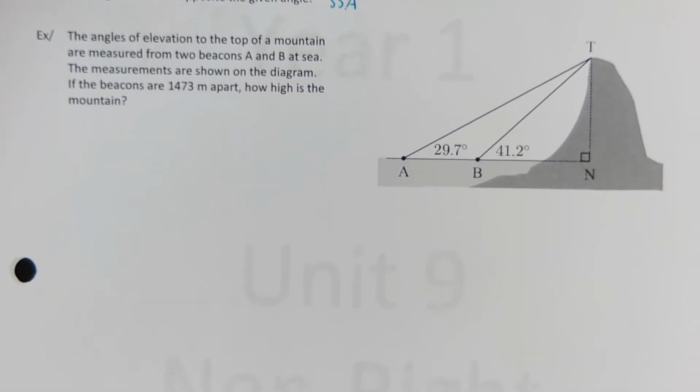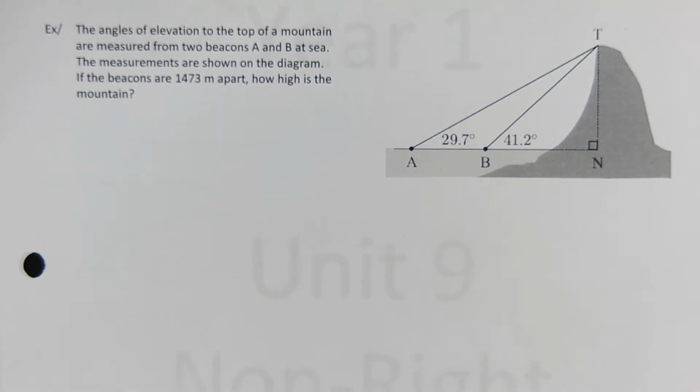So now, let's put it all together. The angles of elevation to the top of a mountain are measured from two beacons, A and B, at C, which you have A here, B there. The measurements are right there in the diagram. If the beacons are 1,473 meters apart, how high is the mountain?